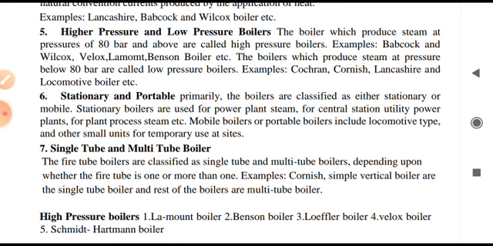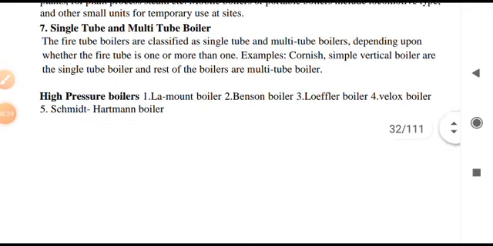Stationary and portable. Primarily, boilers are classified as either stationary or mobile. Stationary boilers are used for power plant steam, for central stationary utility power plants, for plant process steam, etc. Mobile or portable boilers include locomotive type and other small units, for temporary use at site.